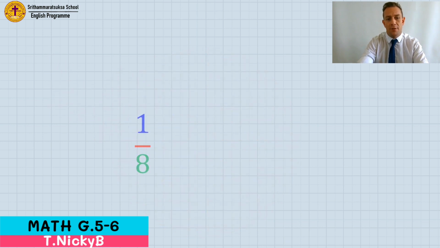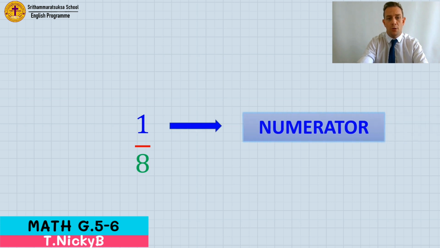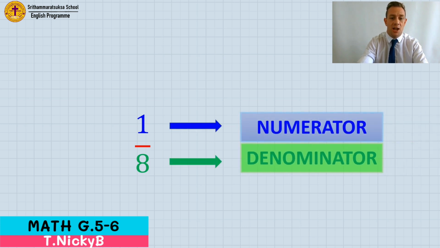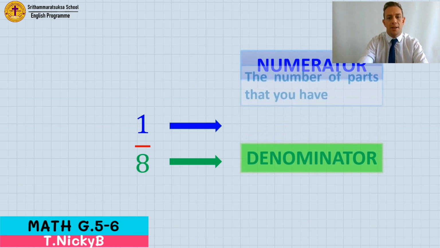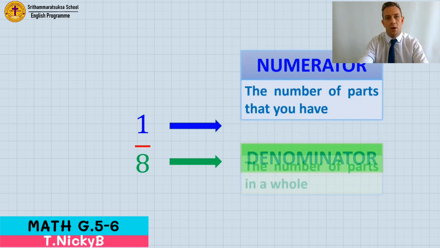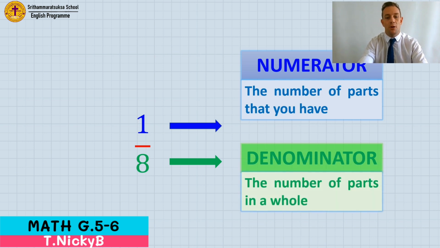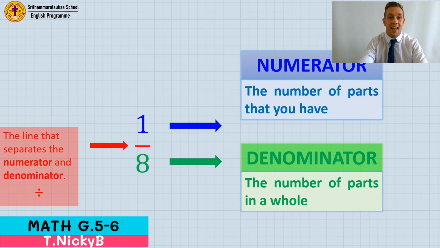On the top part of our fraction, our 1, we have our numerator. At the bottom part of our fraction, our 8, we have our denominator. Our numerator is the number of parts that you have, whereas our denominator is the number of parts in the whole. The line separating the two is basically a division sign.